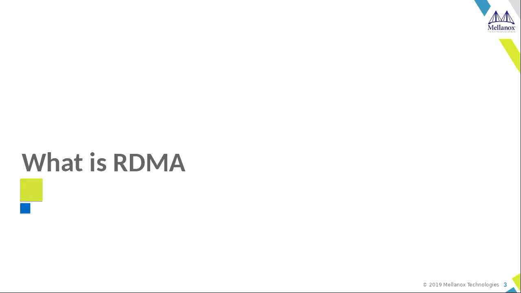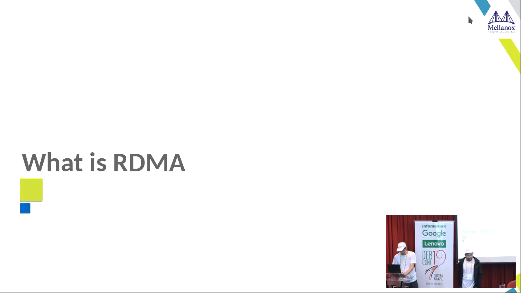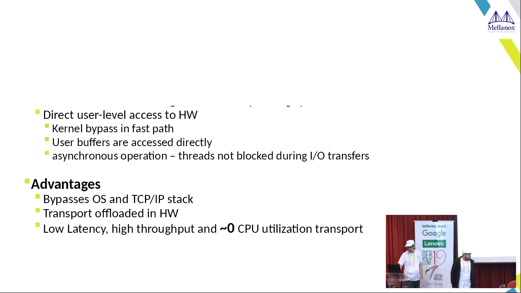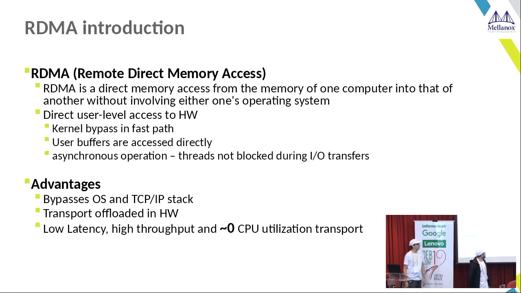So what is RDMA? The name means remote direct memory access, or remote DMA, which gives us access from the memory of one computer to another, remote one, without involving the CPU or the OS. For this, we rely on support in the hardware, on what we call a channel adapter or host channel adapter. RDMA uses a different programming protocol than sockets. It's called verbs.